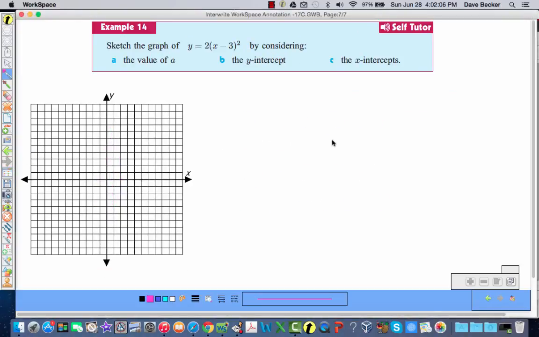And then our last example, sketch the graph of y equals 2 times x minus 3, the quantity squared, by considering. Okay, so the value of A. If I were to expand x minus 3, the quantity squared, I would have x squared minus 6x plus 9, but all of that times 2. So I don't have to do all of that, but my A is going to be +2. So that means my graph is going to be open upwards and, oh no, it's not going to have the same steepness. It's going to be steeper than y equals x squared.